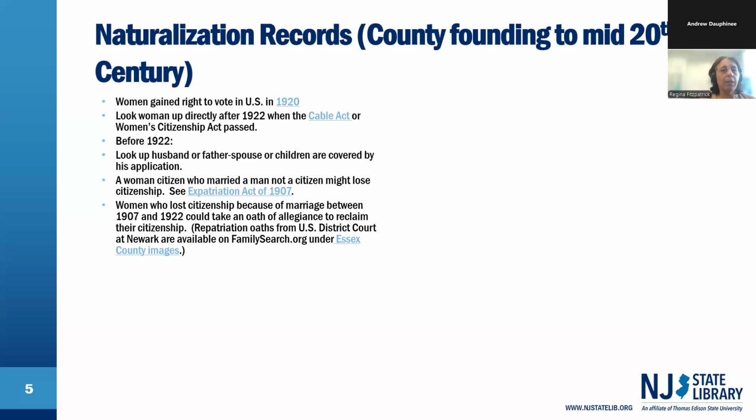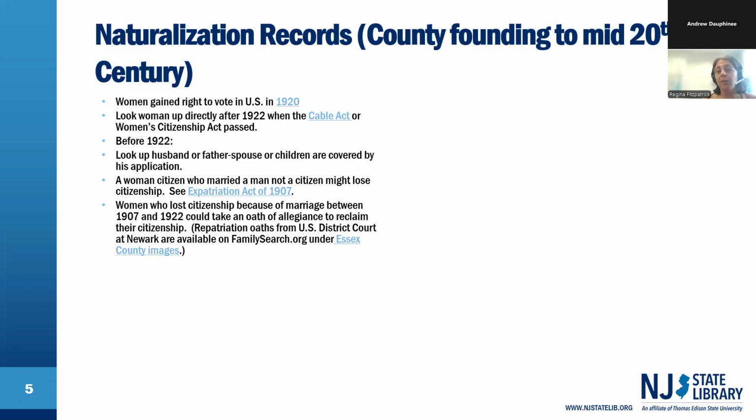I happened to stumble upon, as I was doing research for this presentation, the repatriation oaths for the U.S. District Court at Newark, in Essex County. I was looking in Essex County records for example documents that I could use for this presentation. And I clicked on something and I said, repatriation oaths, what's that? And it sent me down this whole rabbit hole. And so I wanted to include these in this presentation since they are another record group out of New Jersey, although they are federal, not state or county records.